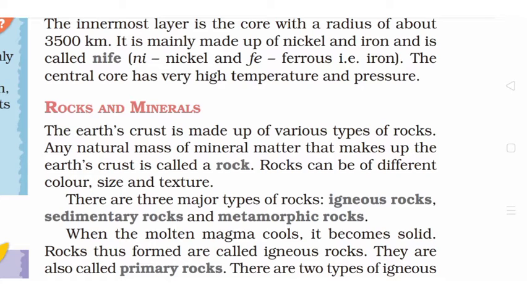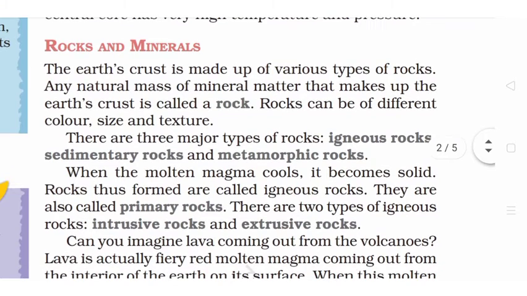Rock can be pink, rock can be red, rock can be white. So there are three major types of rocks. There is not one rock. There are three major types of rocks: igneous rocks, sedimentary rocks and metamorphic rocks. Now we will be studying more about how we get them and why they are called that.